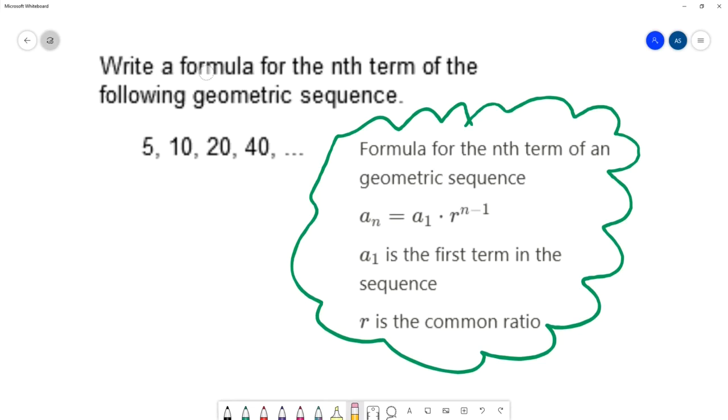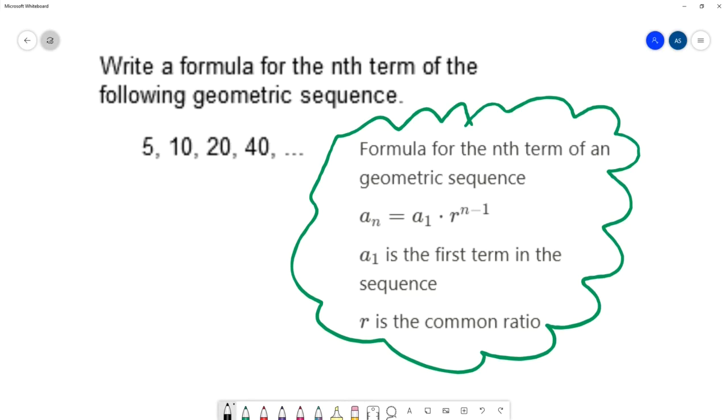On this question, we want to write a formula for the nth term of the geometric sequence. The geometric sequence we have is 5, 10, 20, and 40. I pulled a screenshot from our notes because we have a formula for finding the nth term of the geometric sequence. That nth term is a sub n equals a sub 1 times r to the n minus 1. A sub 1 is the first term of the sequence, and r is the common ratio.